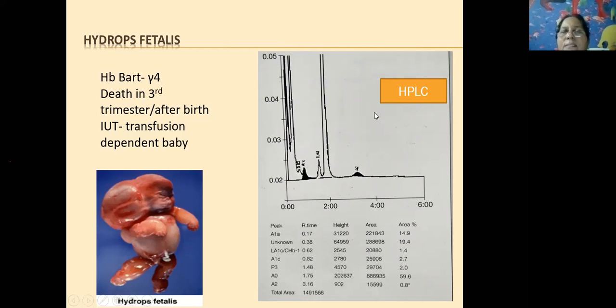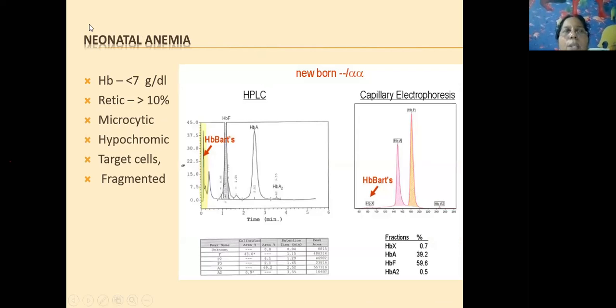And with HPLC, usually we cannot detect alpha thalassemia. Here there may be a peak, but mutation studies have to be done. Neonatal anemia may be present in newborn children with 2 gene deletion, and hemoglobin can be less than 7 and reticulocyte count is more because of increased erythropoiesis. The anemia is microcytic hypochromic, and target cells and fragmented cells may be present.